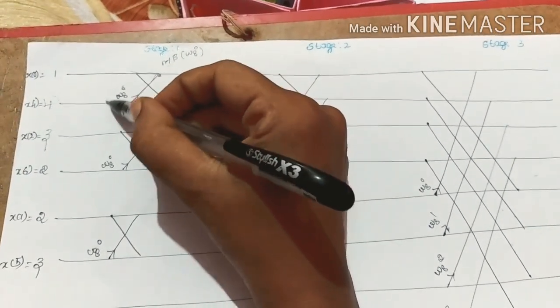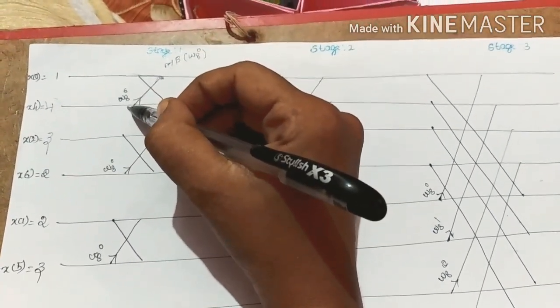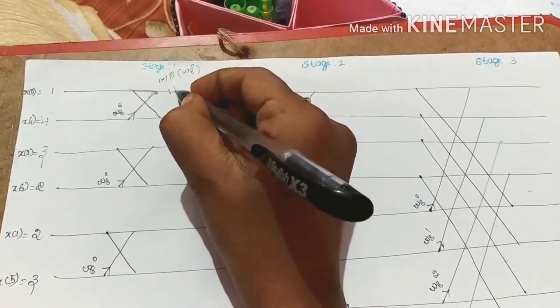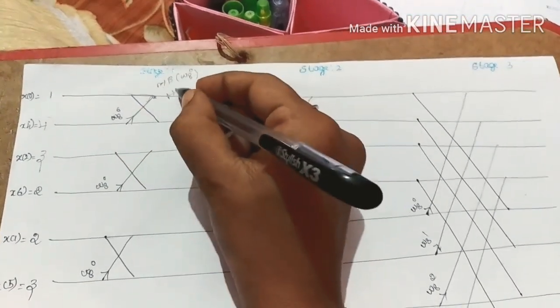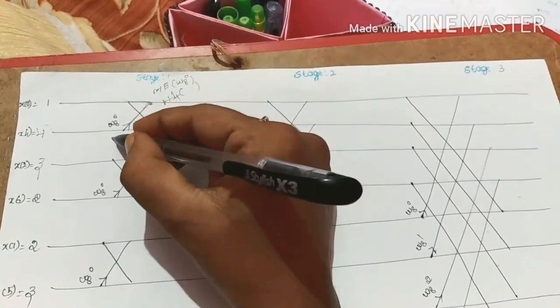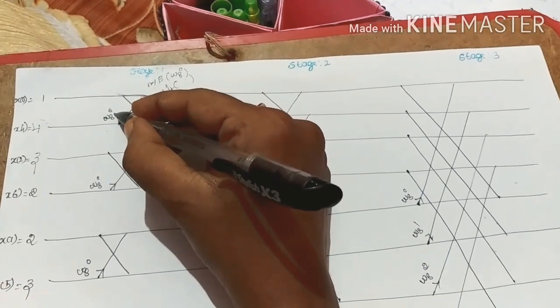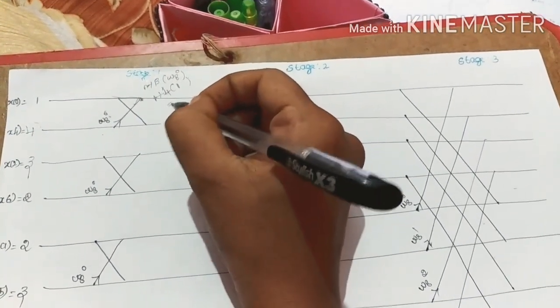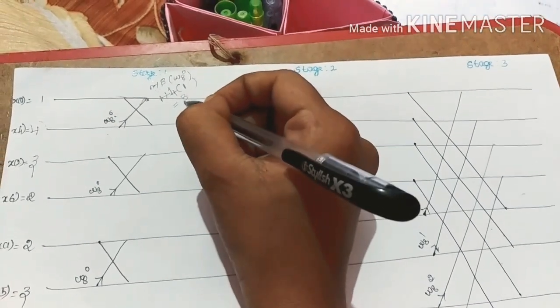Okay, so here we use the twiddle factor W8 power 0. Here A means 1, B means 4, and our twiddle factor is W8 power 0. What is our twiddle factor value? W8 power 0 means the value is 1. So the final answer is 5. We get 5 for this point.